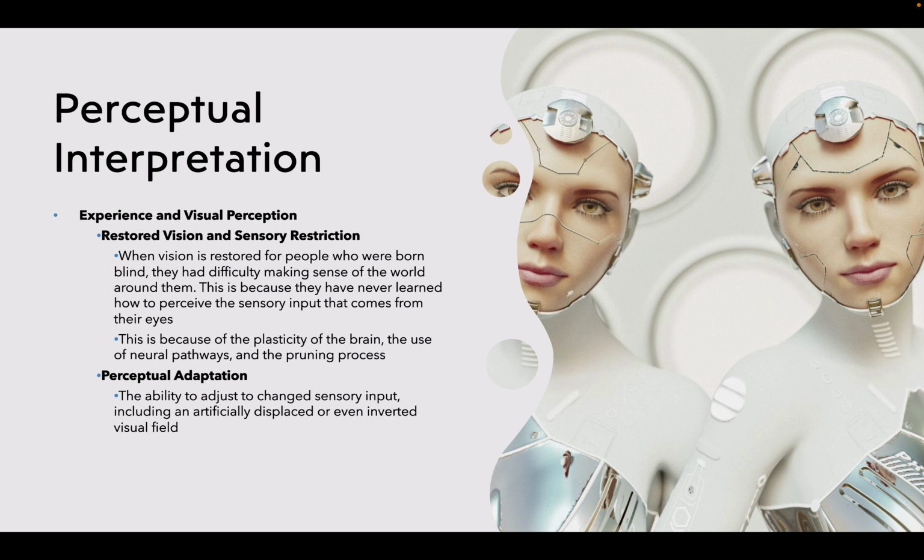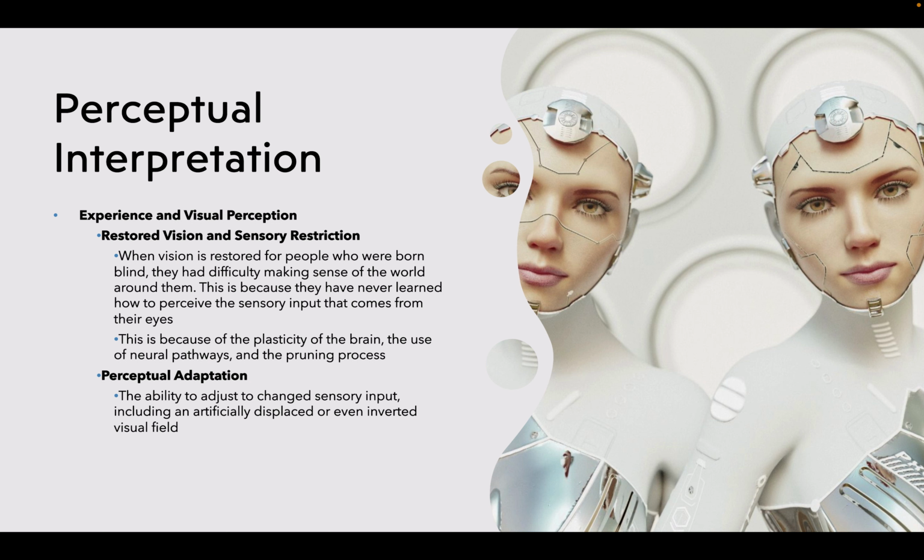This is because of the plasticity of the brain, the use of neural pathways, and the pruning process. So as they were not using their eyes, those neural pathways began to either weaken, disappear, or be used for something else. Luckily, they are still able to learn these things because of the continued plasticity of our brain. However, the older it is, the harder it will be for them.